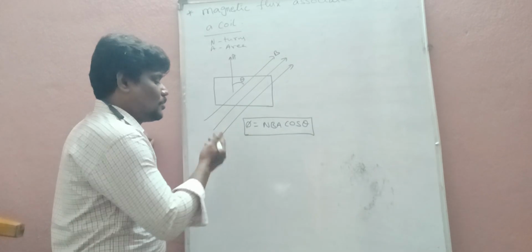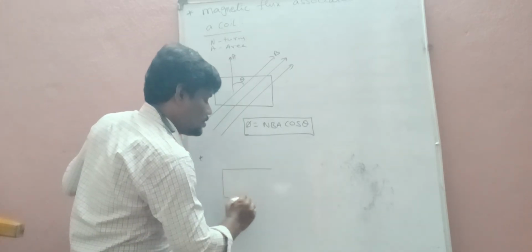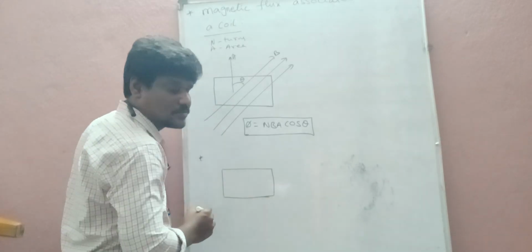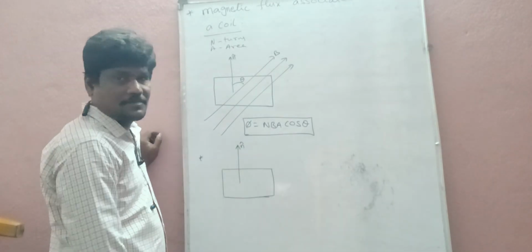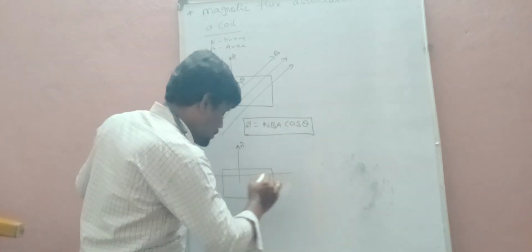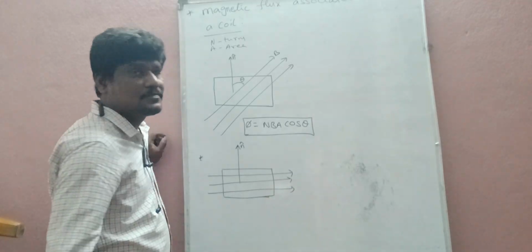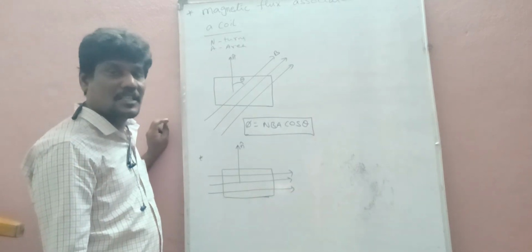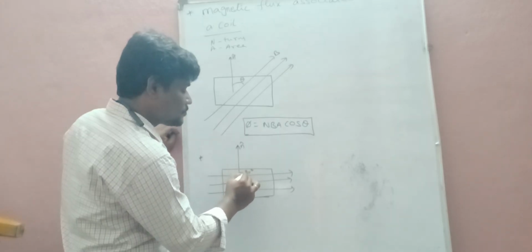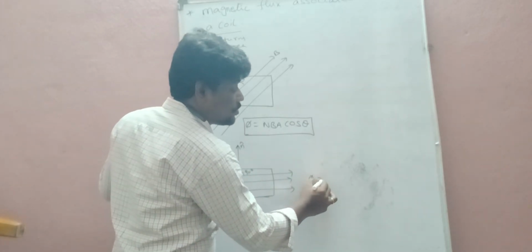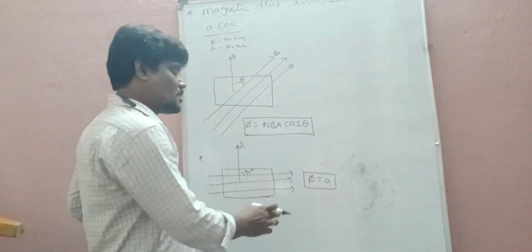Now, for example, this is the coil and it is the direction of the normal vector, unit vector. The magnetic field is parallel to the plane of the surface. Then flux, here what is the angle? 90 degrees. Flux phi equal to, sorry, cos 90 equal to 0.